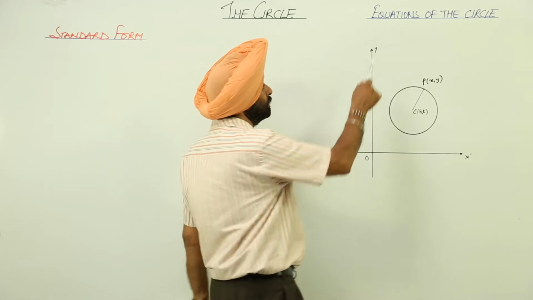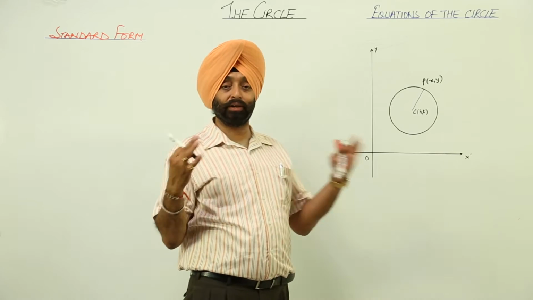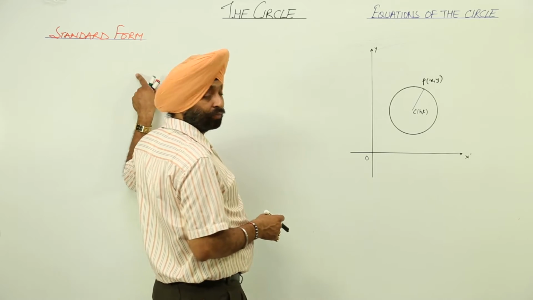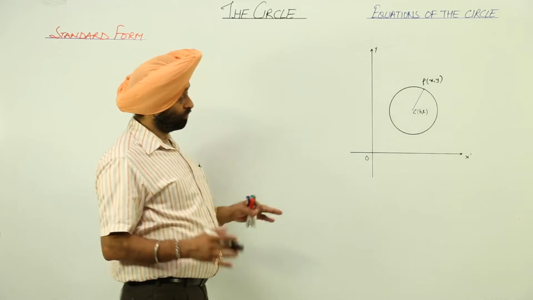The topic is equations of the circles. Now, in the different modes, we are just explaining the equations. Number one is standard form. I have written here standard form. Now, basically, what is a standard form?